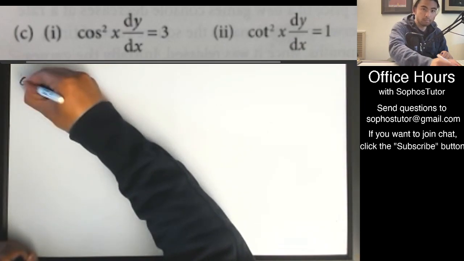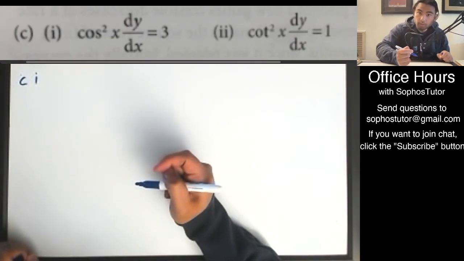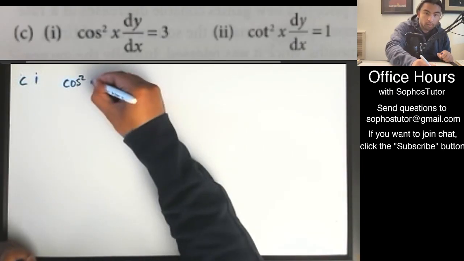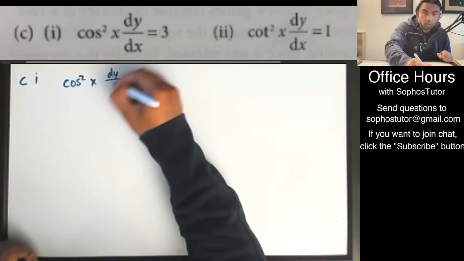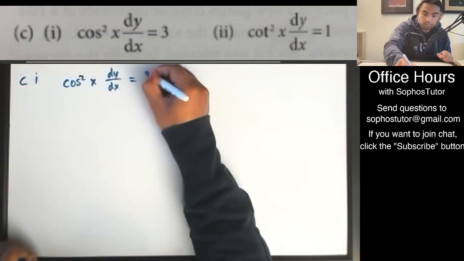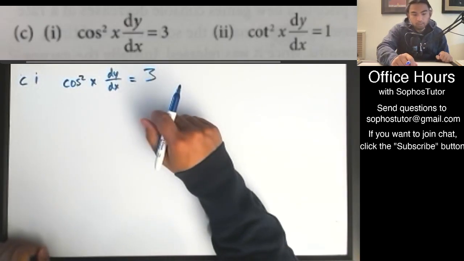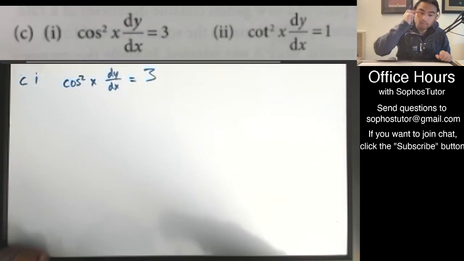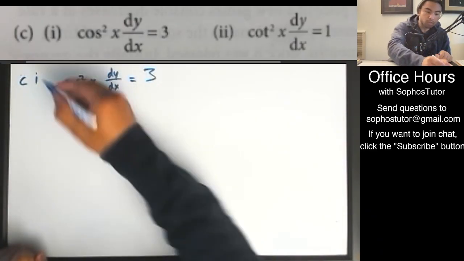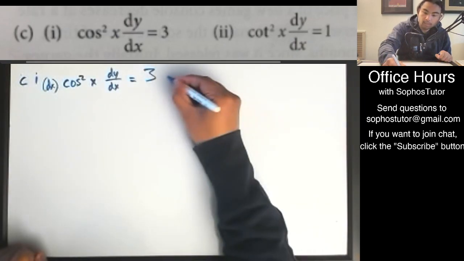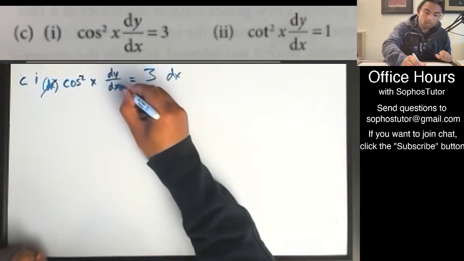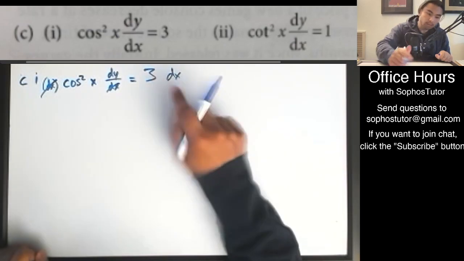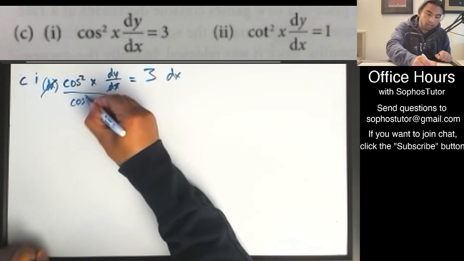So for part C, we're now going to be solving differentials with trig functions. We have cosine squared of x dy over dx is equal to 3. Okay. Now notice here we have a combination of x's and y's. So we don't want dx in the denominator, so we're definitely going to multiply by dx. That's going to make the right side of our equation the area where we want all of our x's. So therefore, we're going to have to divide both sides by cosine squared of x.